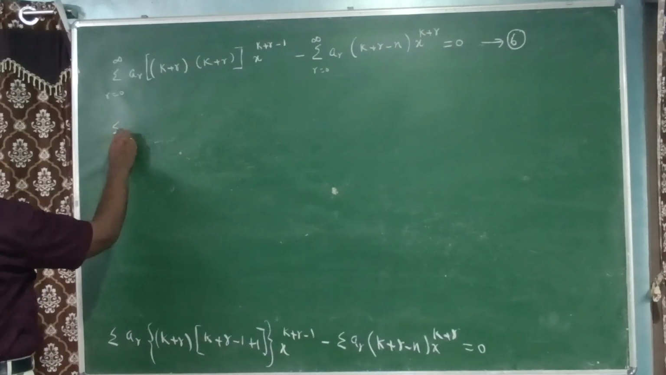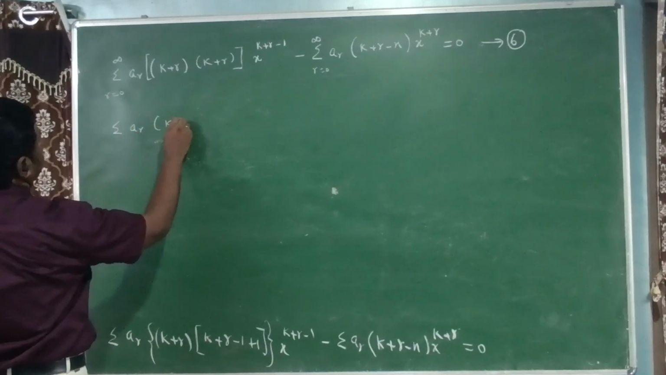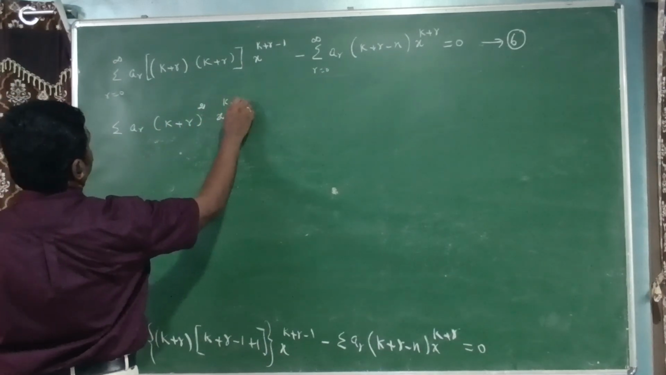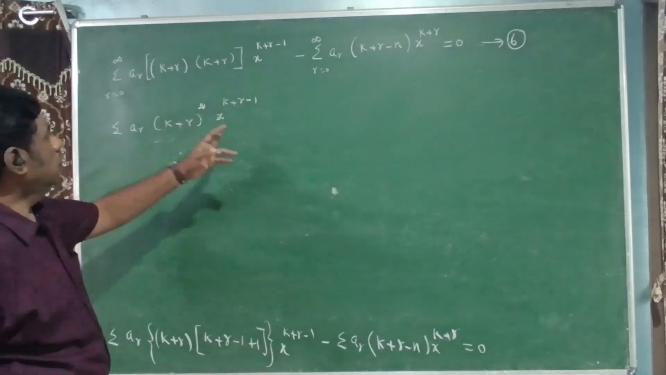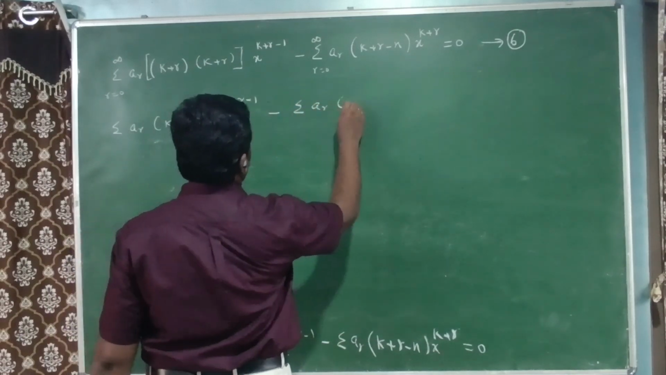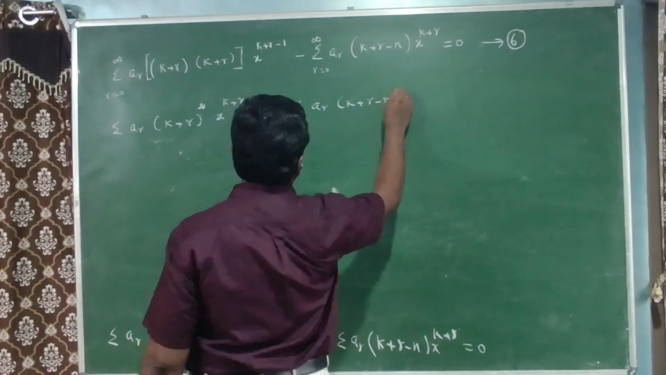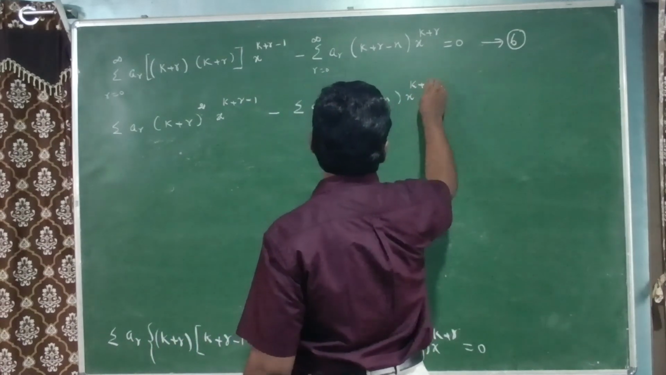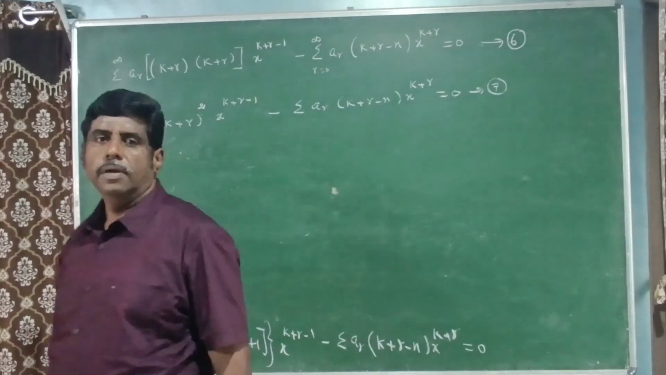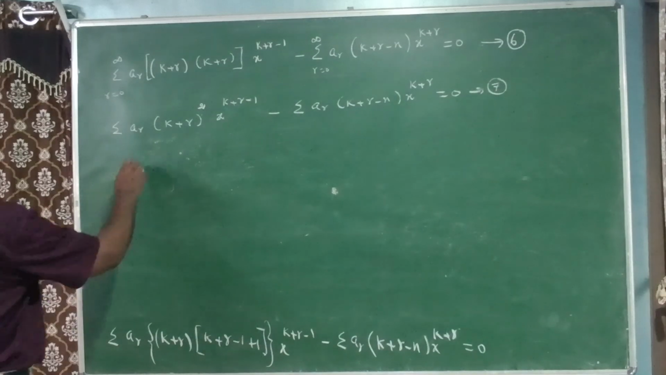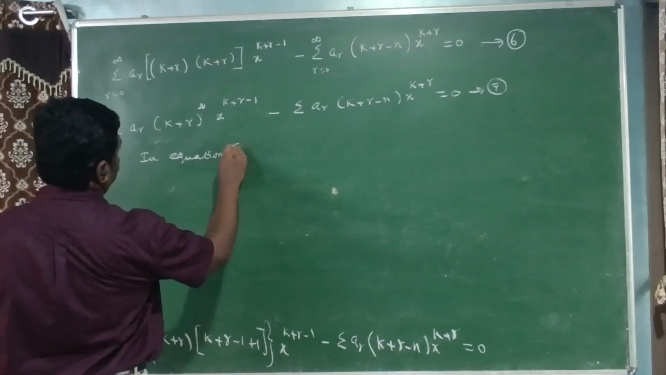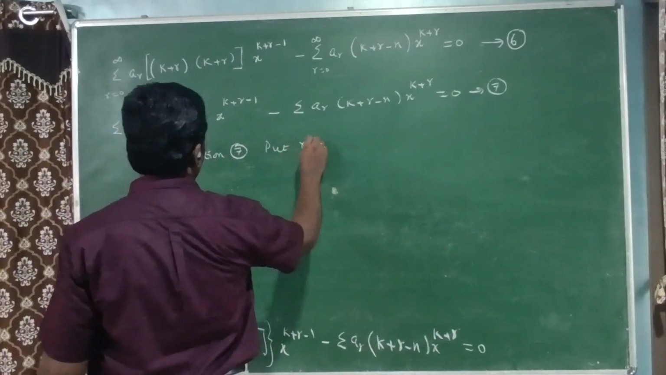Now we may write this as a_r (k+r)² x^(k+r−1) minus a_r (k+r−n) x^(k+r) equal to 0. This is equation 7. In equation 7, put r = 0.